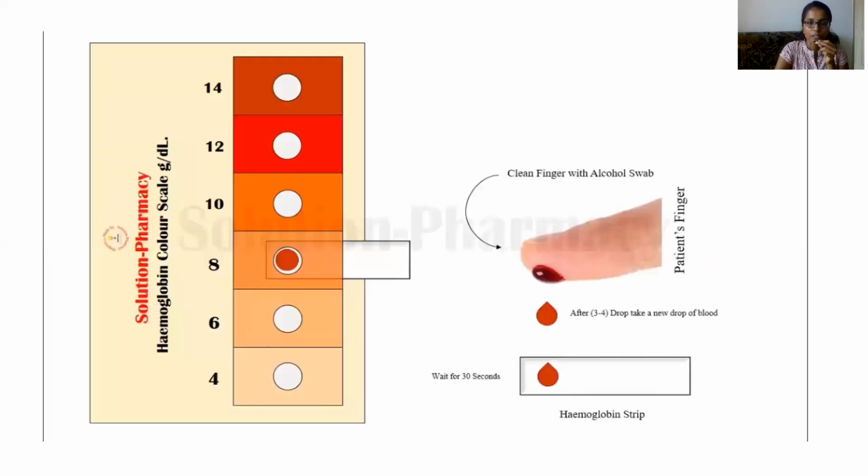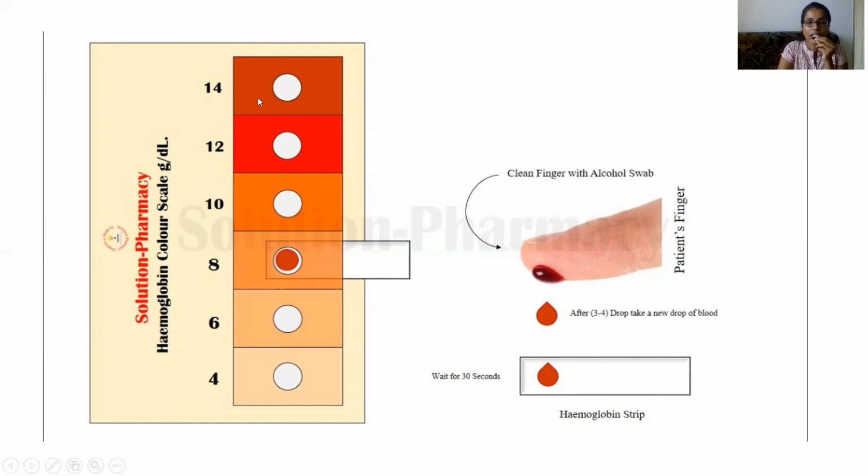That is, after sterilizing the fingertip of the patient, prick the fingertip and then wipe the drop of blood using a filter paper. Now the drop of blood will get absorbed on the filter paper, and compare the color formed on the filter paper with the standard color chart. Here you can see different colors on this color chart. Each of the colors corresponds to a particular hemoglobin concentration.